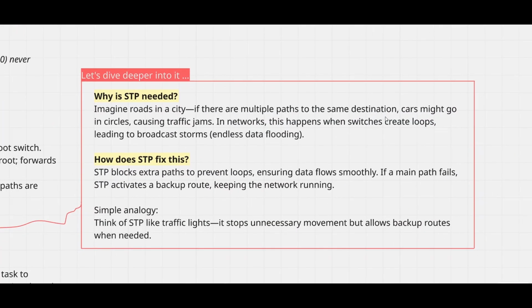Let's dive deeper into it. Why do we need STP? Imagine routes in a city. If there are multiple paths to the same destination, cars might go in circles, causing traffic jams. In networks, this happens when switches create loops, leading to broadcast storms, endless data flooding.